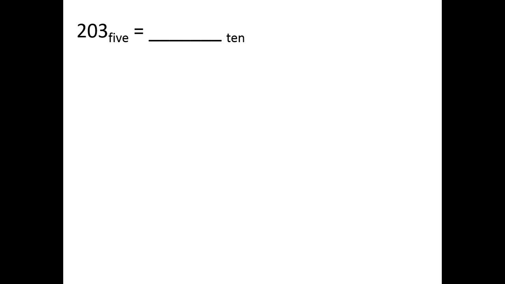Suppose we have the number 203 in base 5. Notice I did not call it 203 because that would imply we have 2 hundreds and 3 1s. That's not what we have here. This is 203 in base 5, and we want to change that to base 10. So what do those digits mean in base 5?